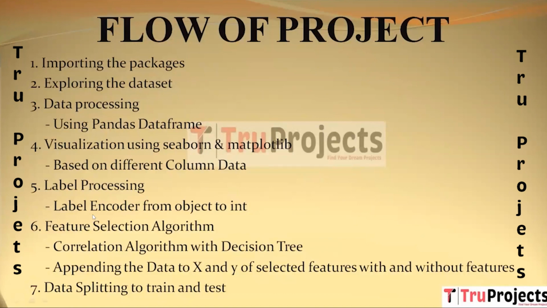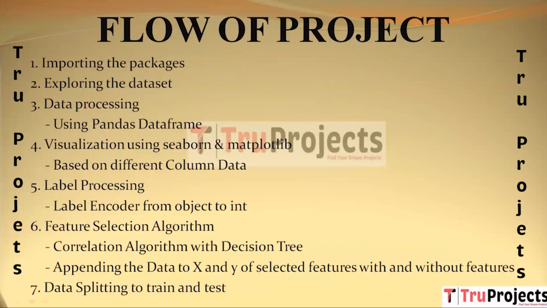Then we have label processing, label encoder from object to int. Label processing involves converting categorical labels, for example text labels, into numerical label values using a label encoder. This is often necessary for machine learning models that require numeric input. Next, we have the feature selection algorithm. Feature selection is the process of choosing the most relevant features or attributes from your dataset. This step might include using a correlation algorithm with decision trees to identify the most important features. You may create separate datasets X and Y with and without these selected features.